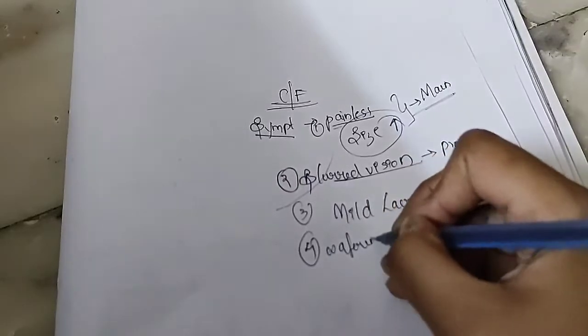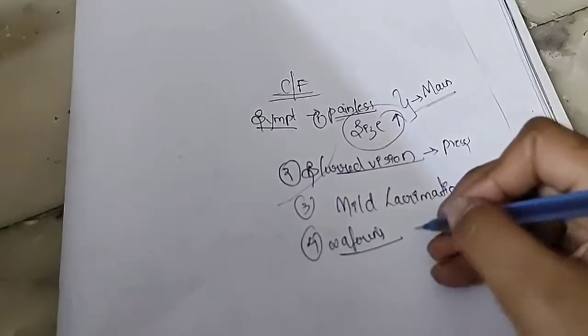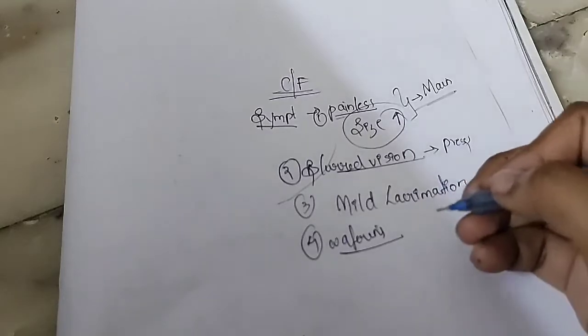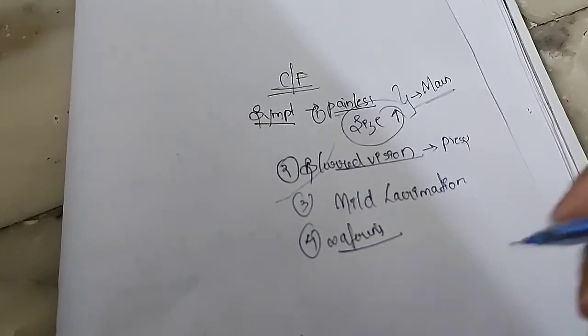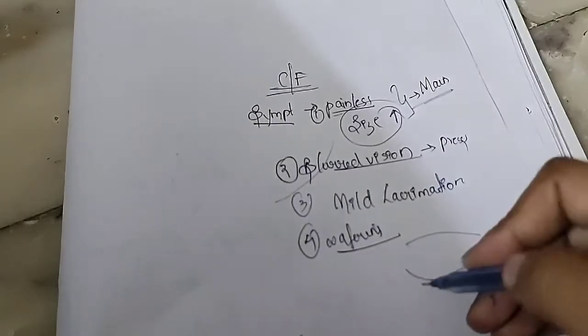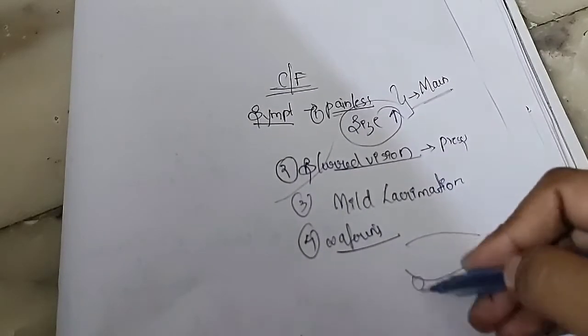This is because sometimes the lower punctum gets averted because of a large chalazion on the lower eyelid. So when there is a very large chalazion on the lower eyelid, it leads to eversion of the lower puncta, which leads to epiphora. So these are the symptoms.